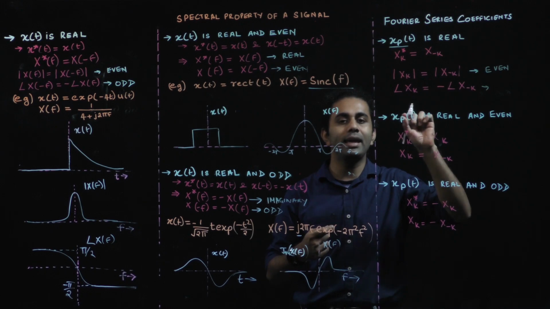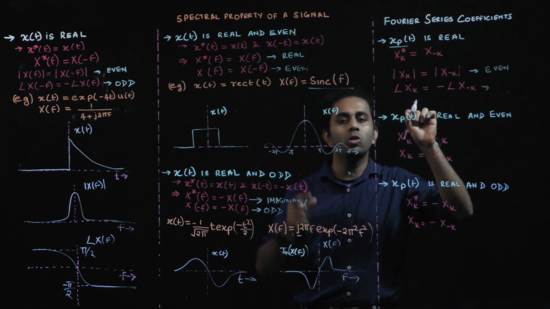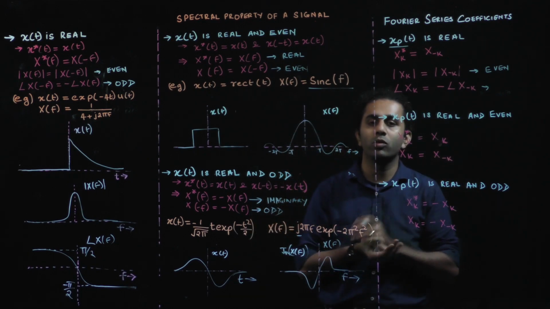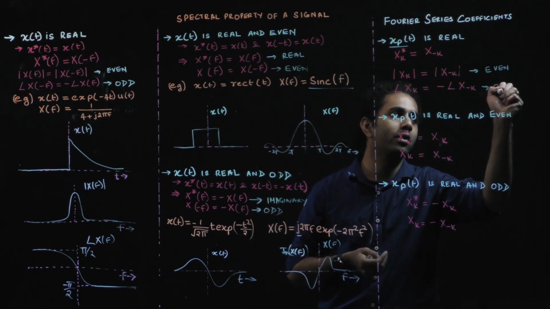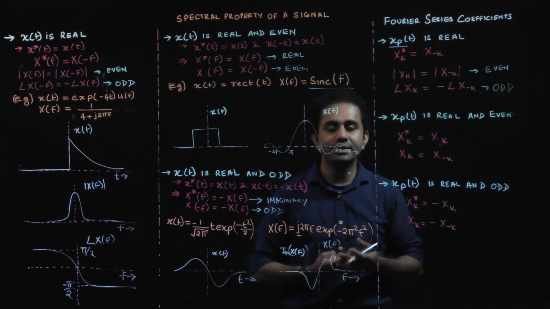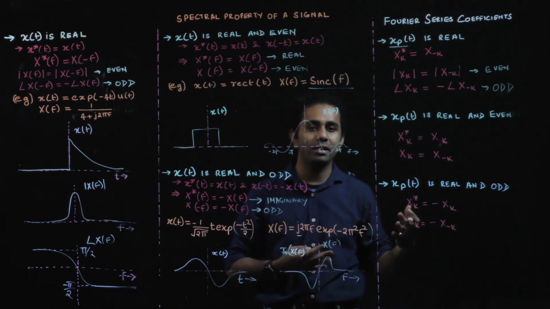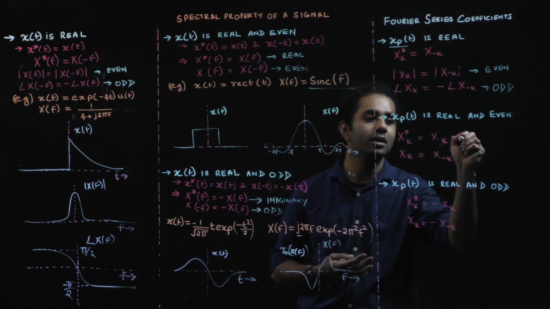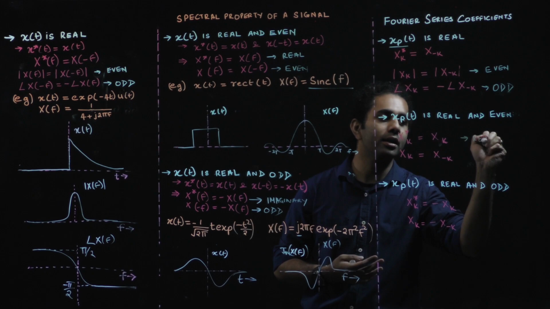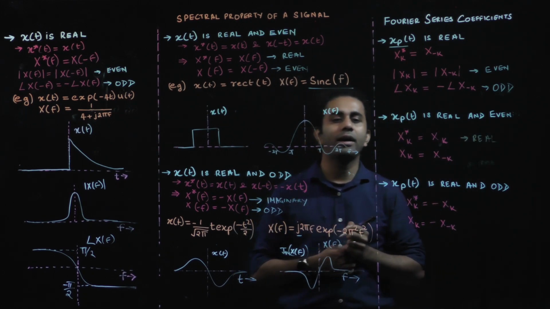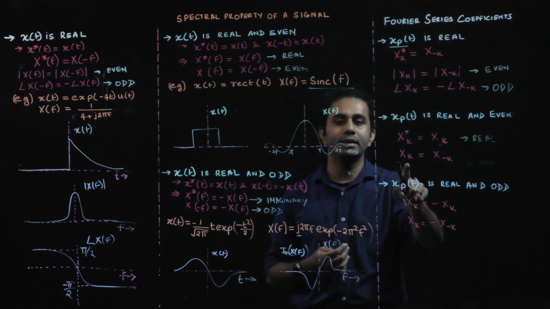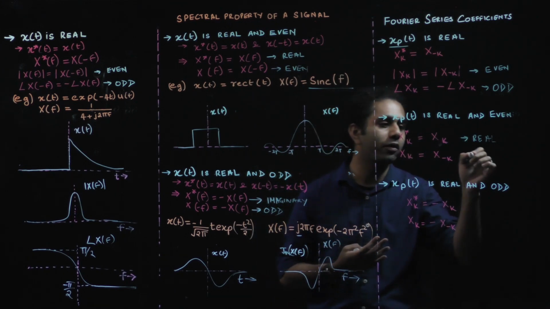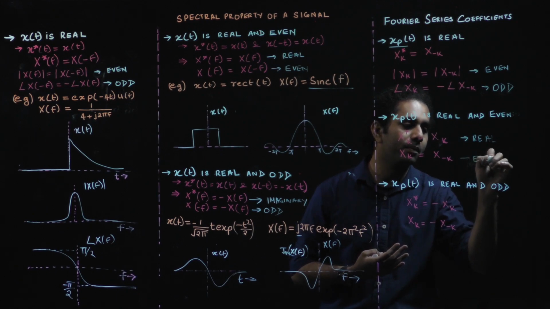So if my xk angle is positive, say pi by 2, my x minus k angle is going to be minus pi by 2 at k equal to whatever value we have there. So this is going to have odd symmetry. The next is if xp of t is real and even, then my x conjugate of k is going to be equal to x of k, which means I am going to have a real signal here. And finally, xk and x of minus k have the same value, which means I am going to have an even symmetry here.